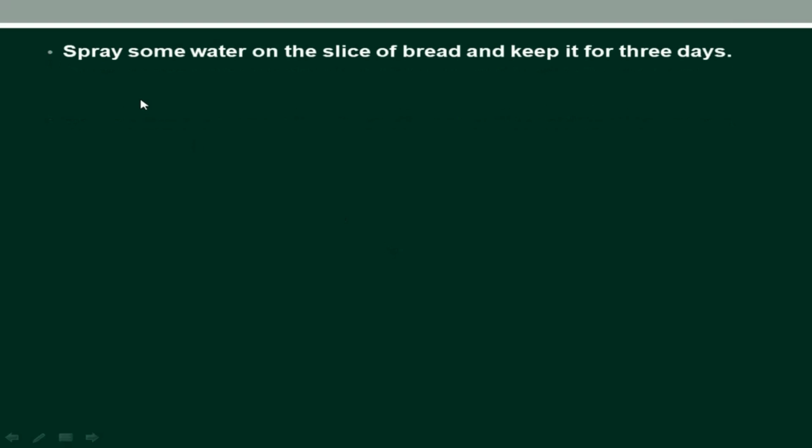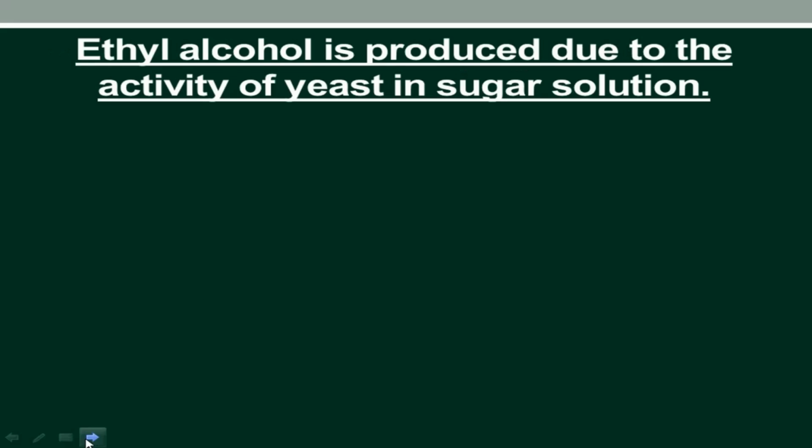Next one. This activity can be done by spraying some water on a slice of bread and keeping it. Then we will go on to learn about ethyl alcohol being produced due to the activity of yeast in sugar solution.